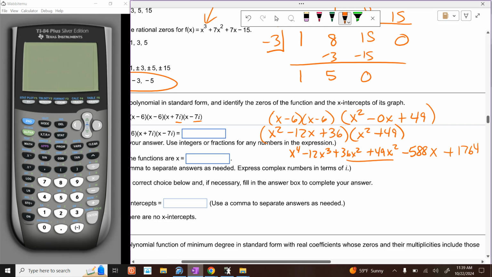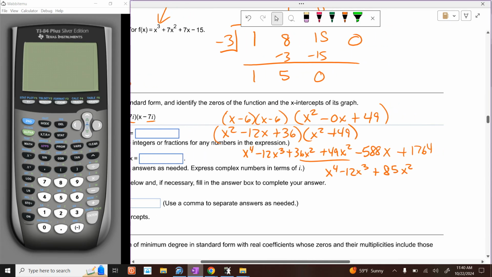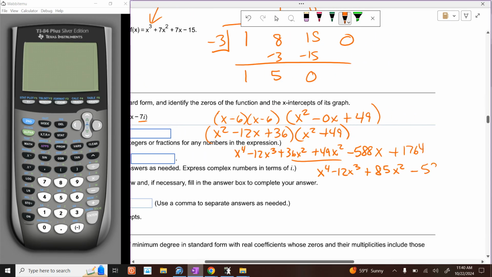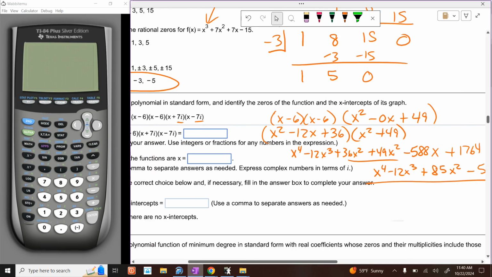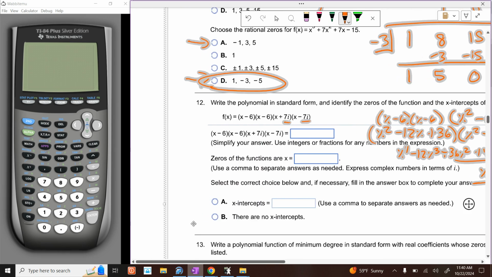So the only two terms we have to combine are those two. So it's x to the fourth minus 12x to the third plus 85x squared minus 588x plus 1764. There we are. What are the zeros of the function?